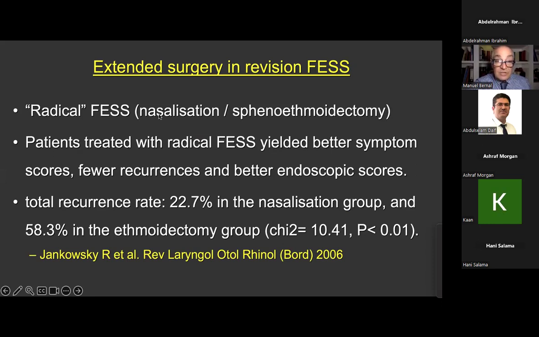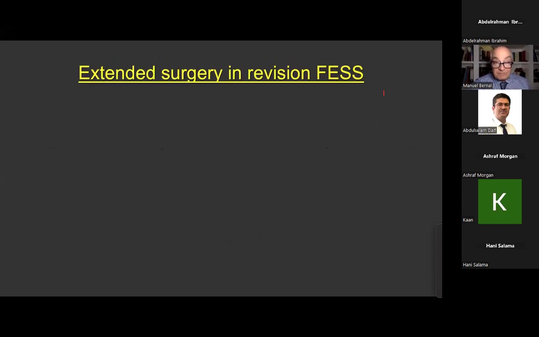So that is important to understand because this literature goes back to 2006. Back then, the term nasalization or radical FESS was not considered anywhere else except in France. And this is important to understand because that term has now been taken up and reused as what we call the reboot technique, that is removing all mucosal areas that have the tendency to produce polyposis.